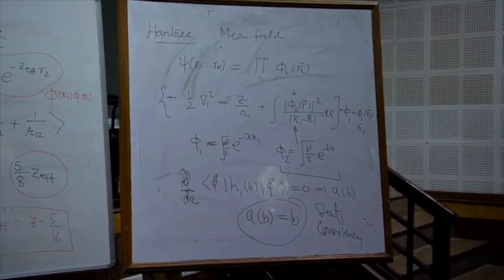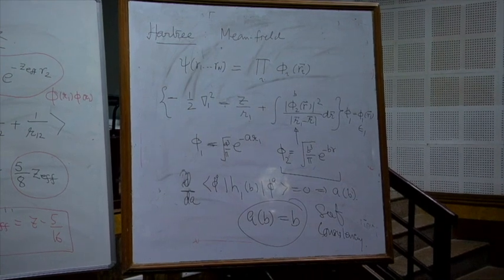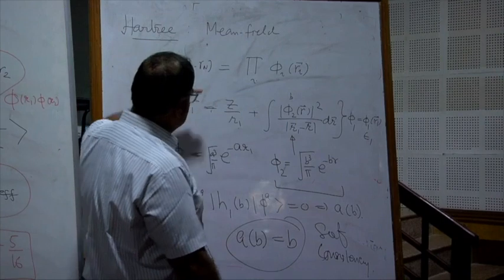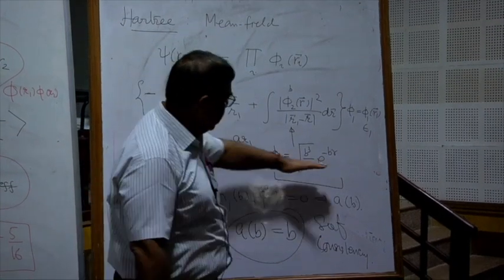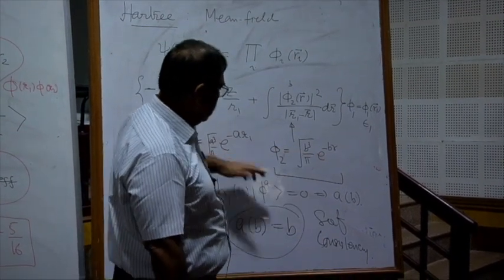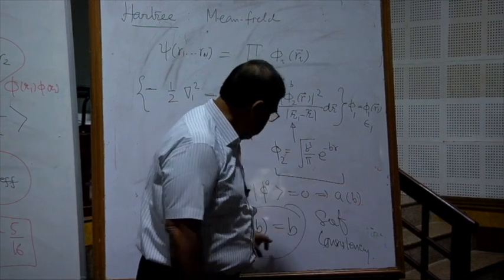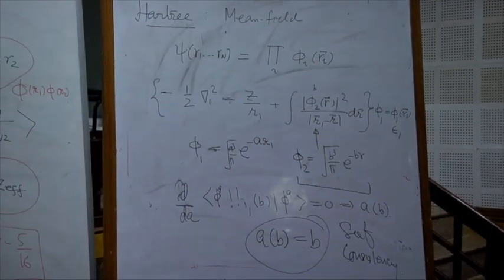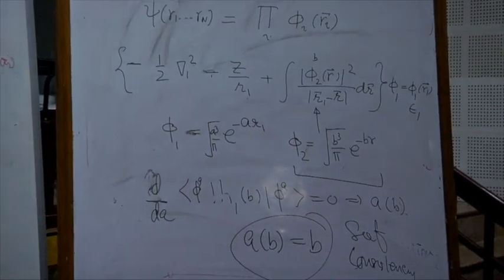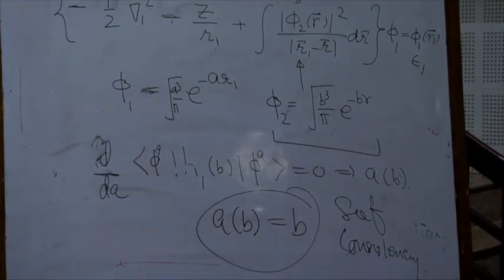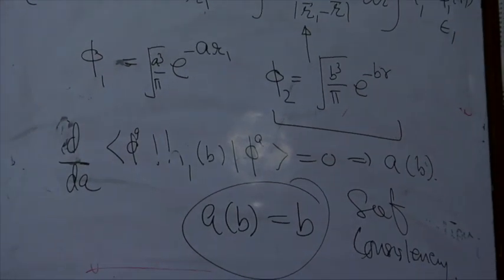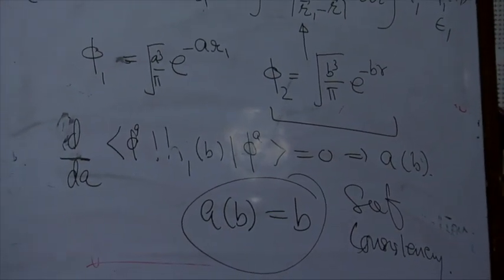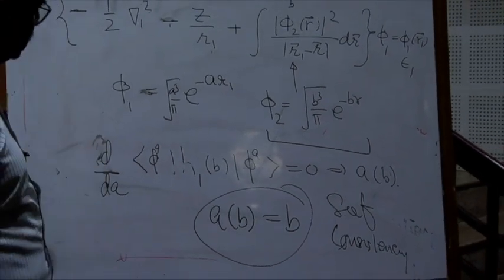Finally, I should have exactly the same parameters for both, right? That's the main thing. So, I solve this, assume A and B are not equal, take A as a function of B and then demand A(B) equals B. Okay? That gives me self-consistency and exactly the same result. So I'm looking at it from the variational point of view, and from the Hartree point of view, and both give me the same results.